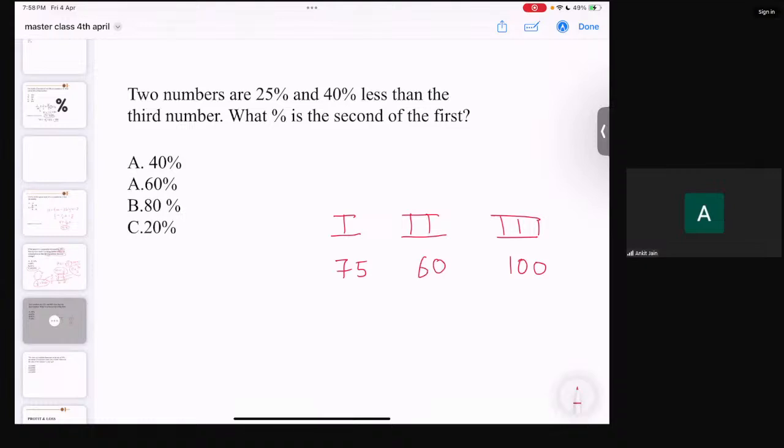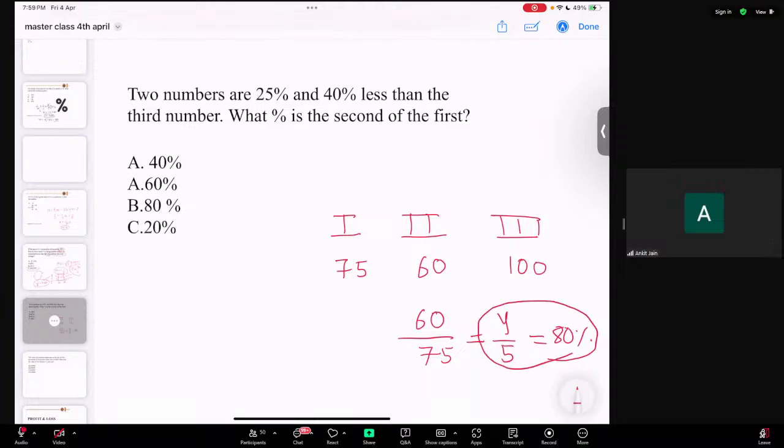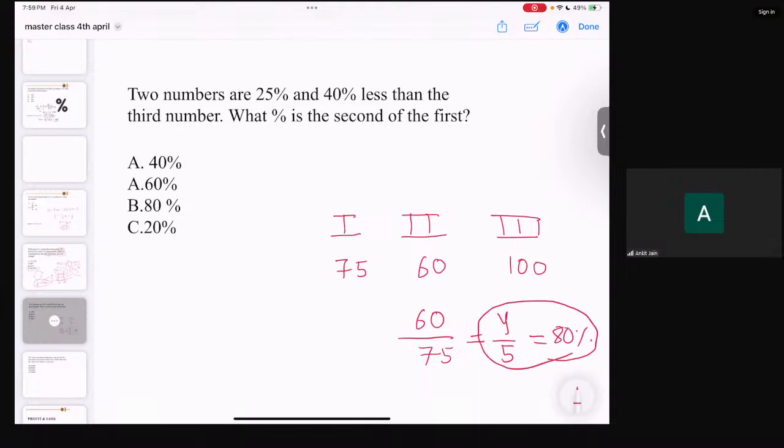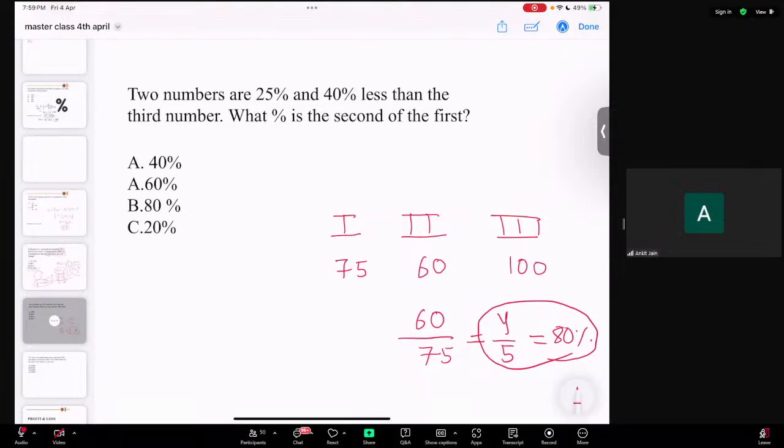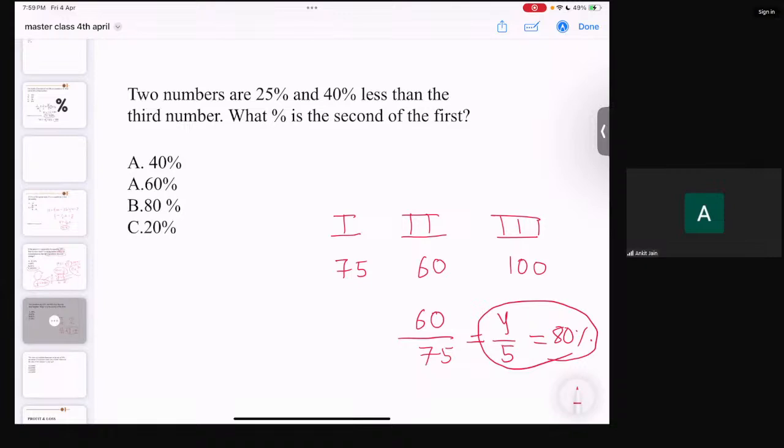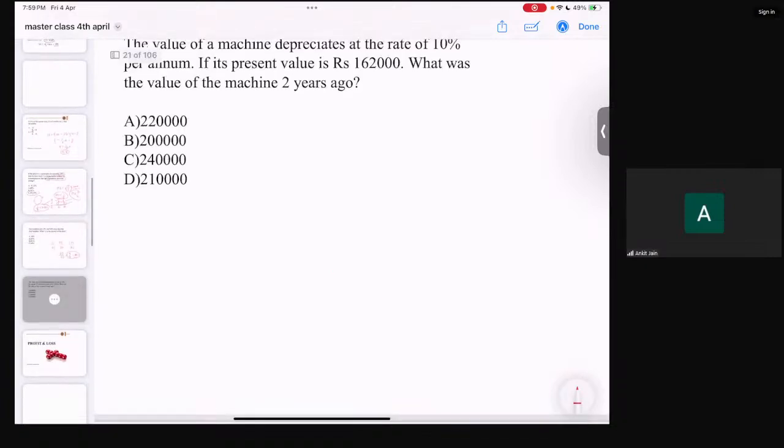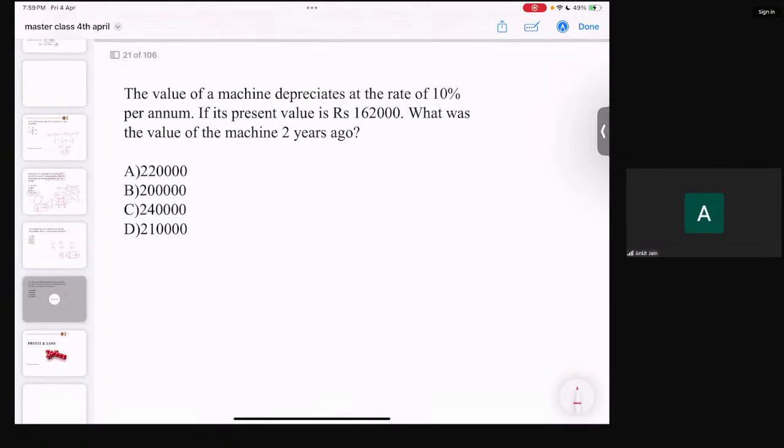Now the question is, what percent is the second of the first? Means 60 is what percent of 75? This is the question. 15 times 4 is 60, 15 times 5 is 75, and 4 by 5 is 80%. 1 by 5 is 20%, 4 by 5 is 80%. The answer is option C, which is 80%. Okay. The last question.